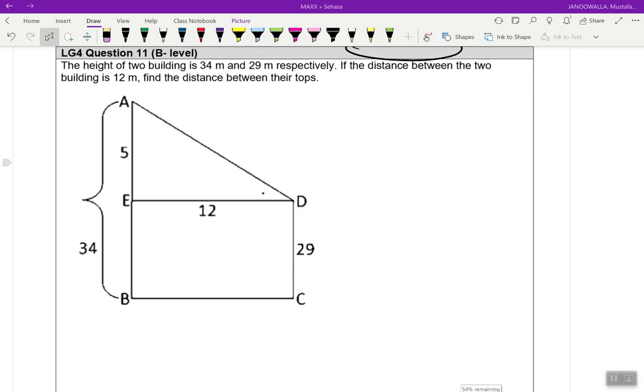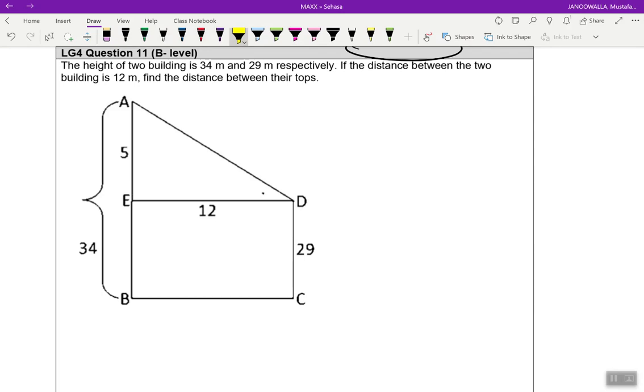Alrighty, on to the final two questions. These are the B-level questions, and the first one is to do with Pythagoras' theorem. It's not as tough as it maybe looks, so let's go through it really quickly.